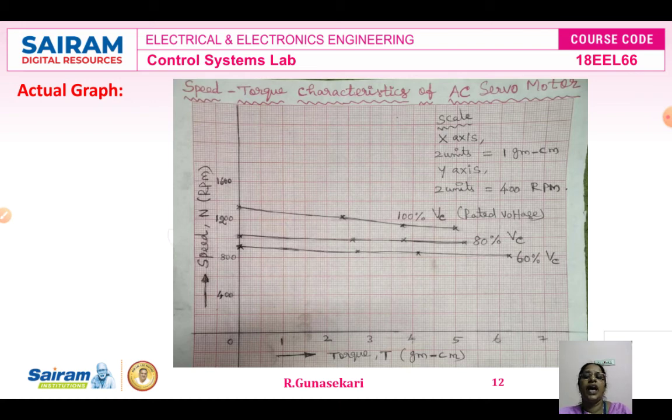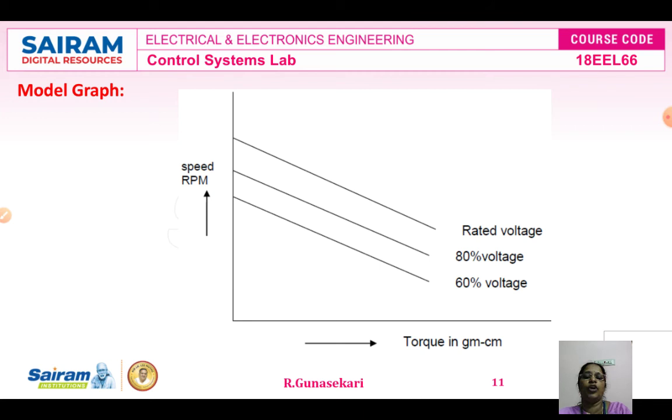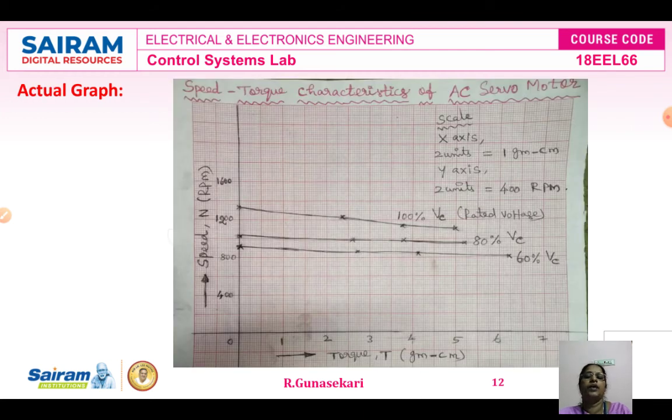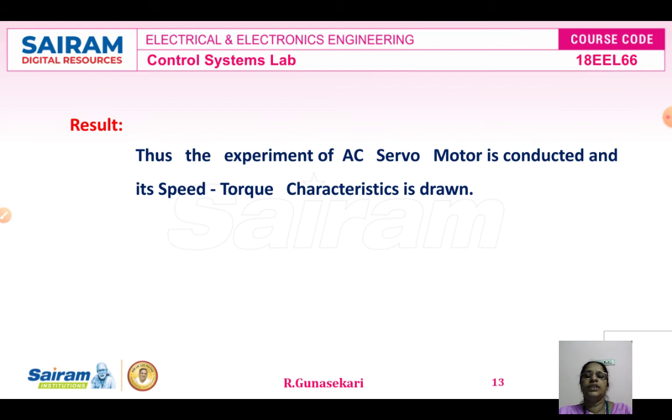This is the actual graph. You see the shape of the graph is similar to the model graph. I am taking the x-axis 2 units equal to 1 gram centimeter, and the y-axis 2 units equal to 400 rpm, for 100%, 80% and 60% of control winding voltage. I draw the speed torque characteristics of the AC servo motor. Now the result: the experiment of the AC servo motor is conducted and the speed torque characteristics are drawn.